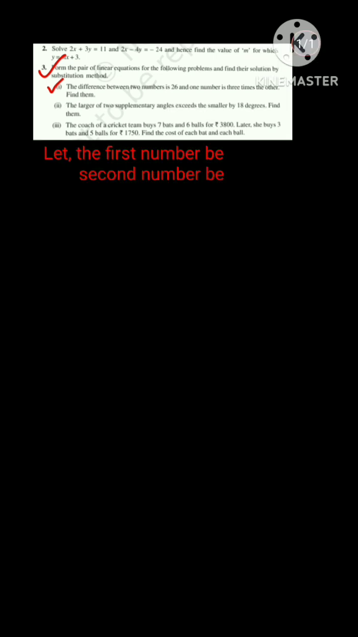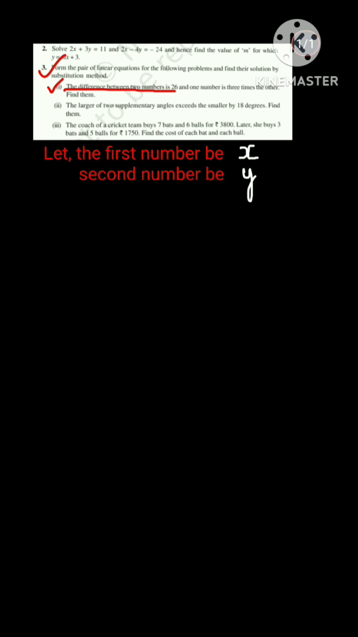So firstly let's assume the first number be x and second number be y. Now according to first conditions, okay, here is written, the difference between two numbers is 26. Okay students, here difference means that number which can be obtained after subtraction, right?